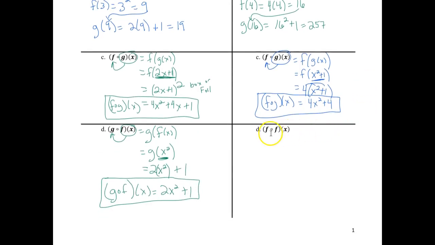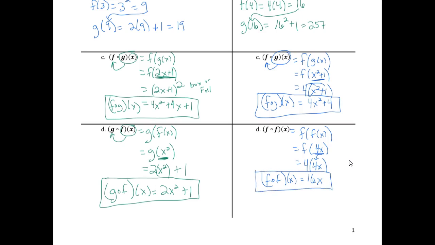All right, next one, f of f of x. That means we are putting f into function f. And function f is 4x. And we're putting that back into itself. So it'll be 4 times, and instead of x, we're putting this in for x. And we get f of f of x is just 16x. So function composition of itself.